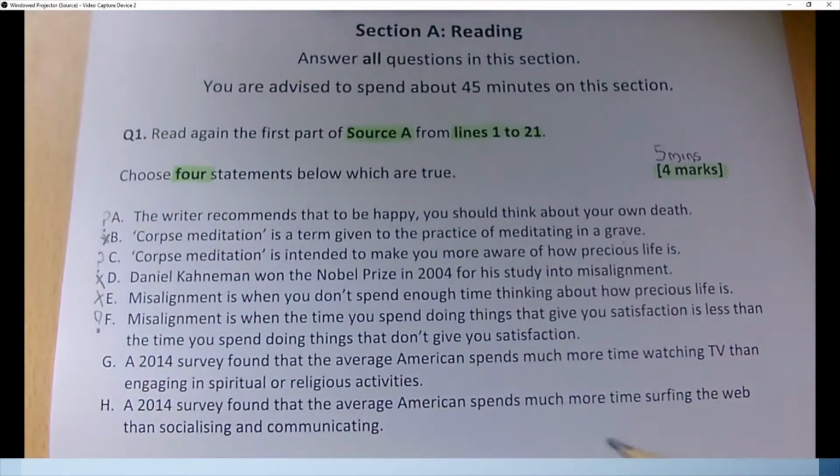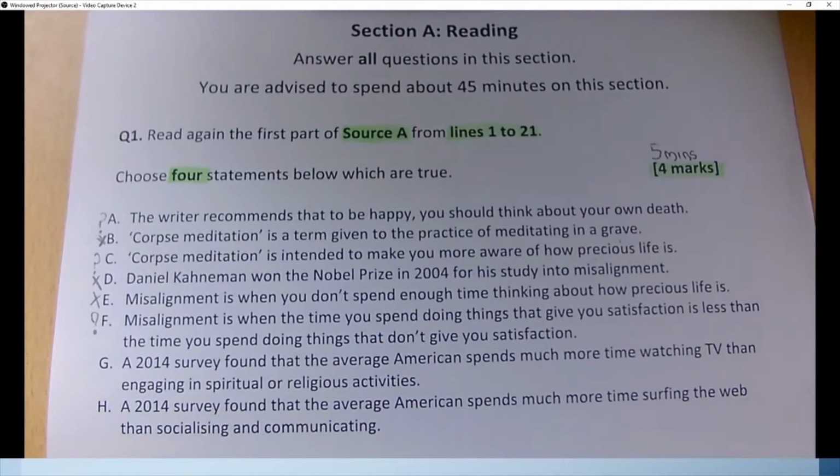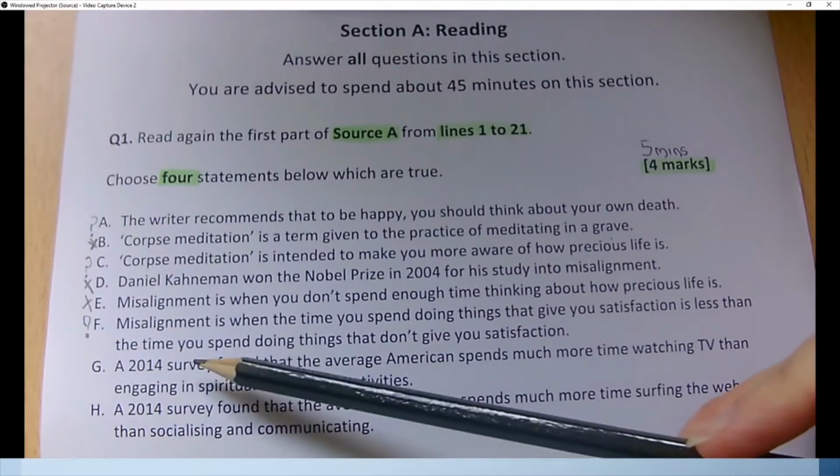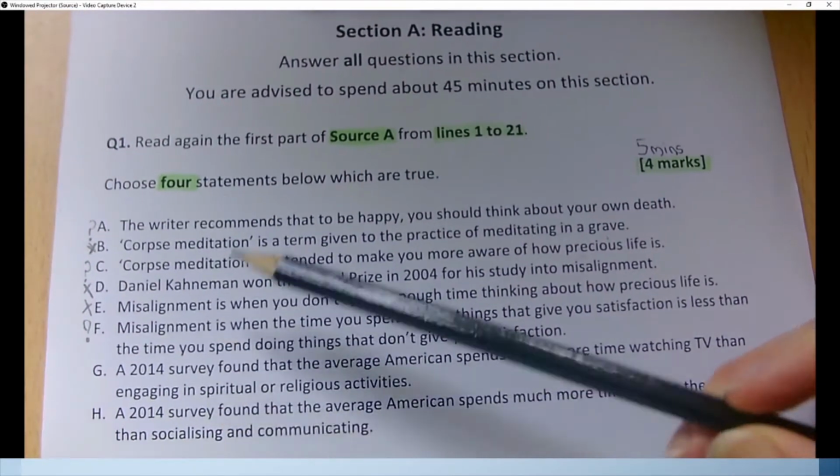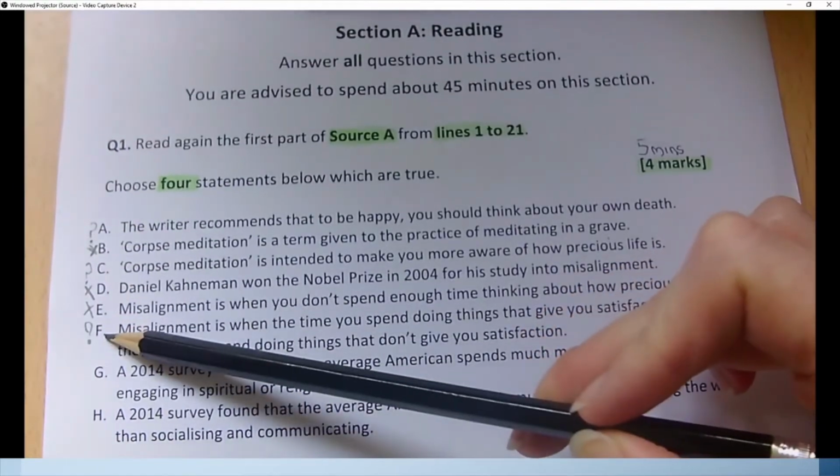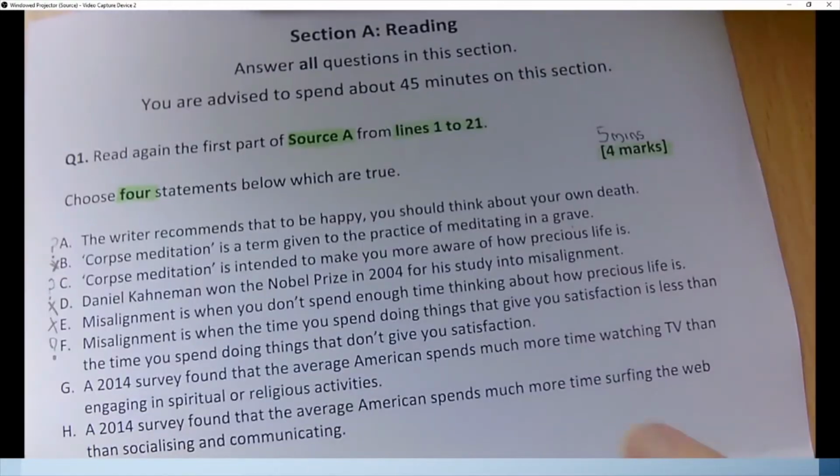So at the minute I've got 3 that I think potentially could be correct. So as long as I figure out which one of these is the right one, it's looking very likely that those 3 are going to be correct and one of these is going to be one of the responses.